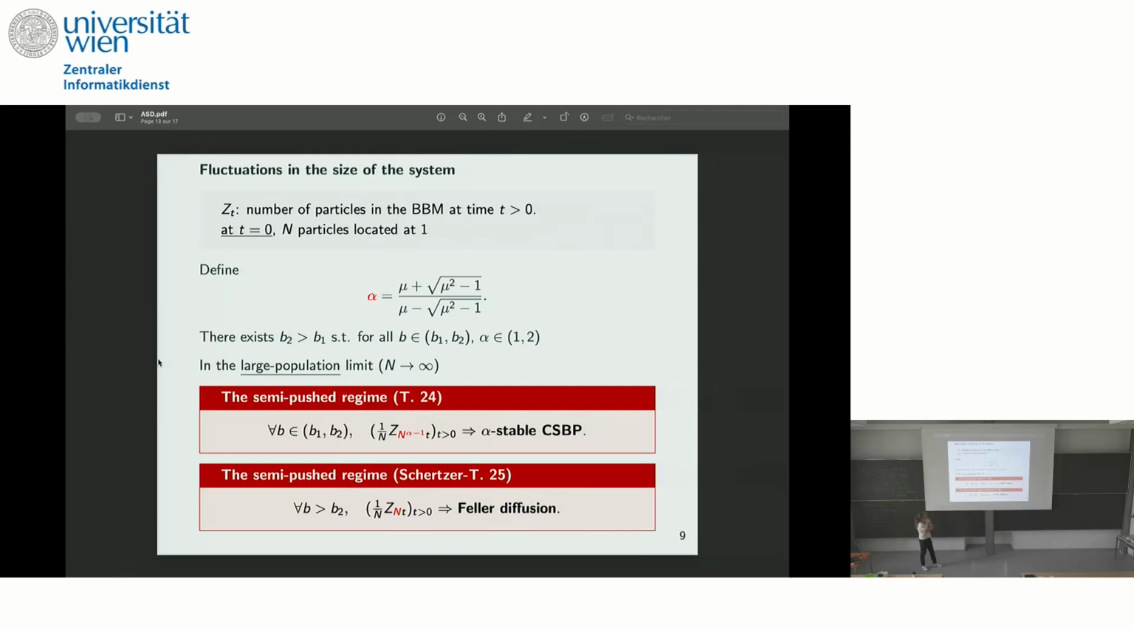Okay, and then there is a typo. The second regime is the fully pushed regime. Okay, so this is my semi-pushed regime. And in the second regime, that is the fully pushed regime, I can show that for B larger than the second critical value, I also have a scaling limit, but now on a different time scale, that is capital N, and that this scaling limit is given by a Feller diffusion.